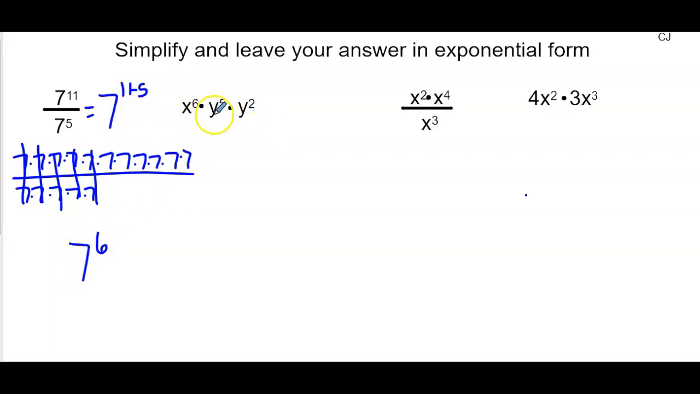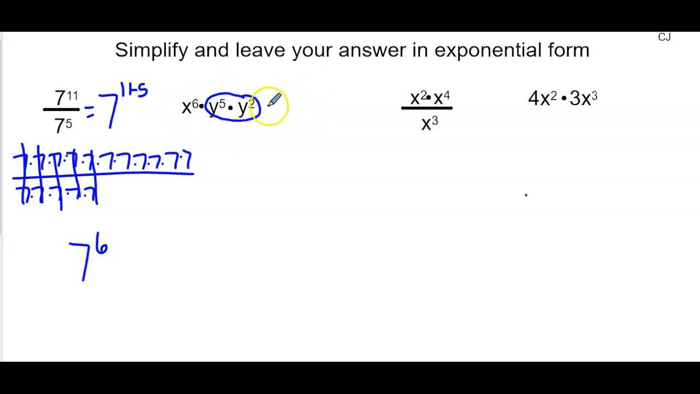Okay, so if we look at this next one, I'm not going to write it all out, but we have x to the 6th, y to the 5th, and y squared. It says when we multiply with the same base, the base stays the same and you add the exponents. But something you need to be really careful of: x is not the same base as y.